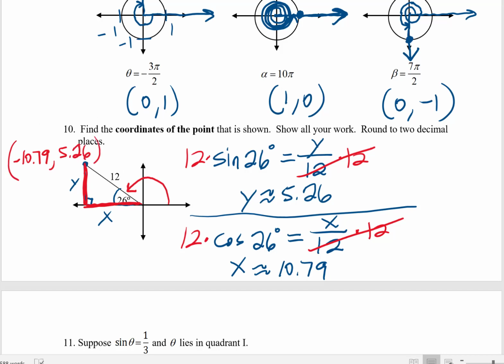So here would be the final answer. Just be careful when you're not in the first quadrant. You have to think about the positives and negatives. Again, this happened in our calculations because we used the reference angle instead of the actual second quadrant angle.